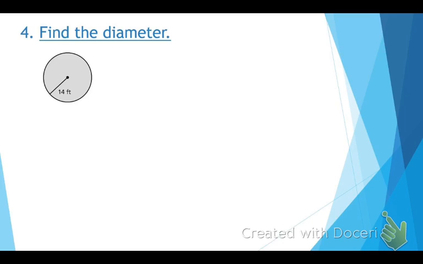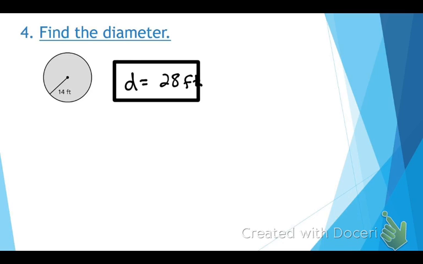It's asking us to find the diameter because it gave us the radius. How do I find the diameter? Multiply by 2. You multiply by 2, you have to double it. So you've got 28 feet. Be careful, some people said 28 inches. Always look carefully at what your units are.